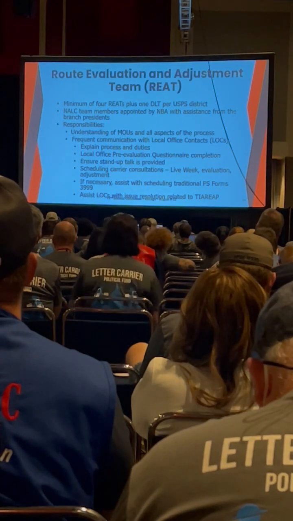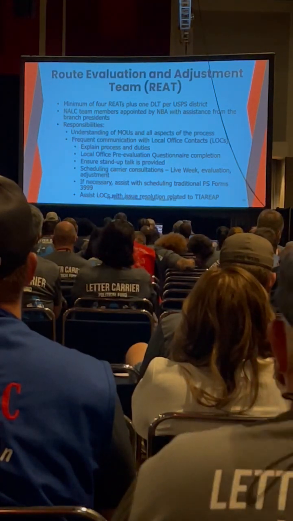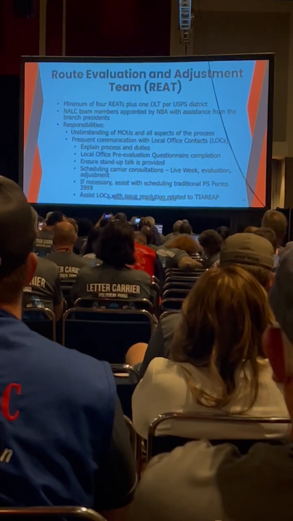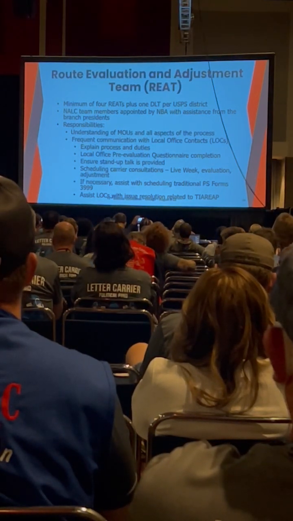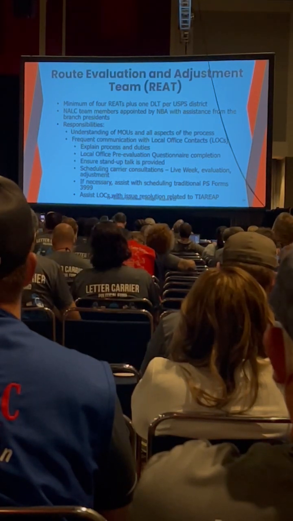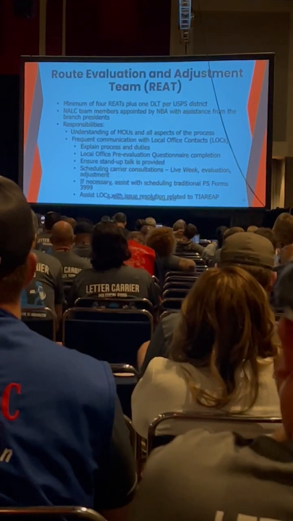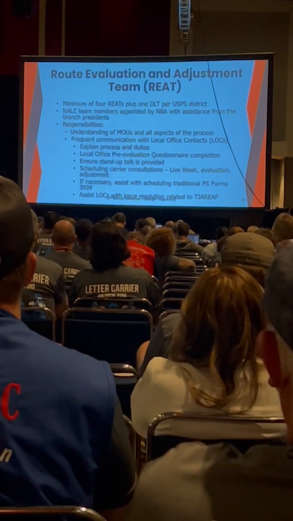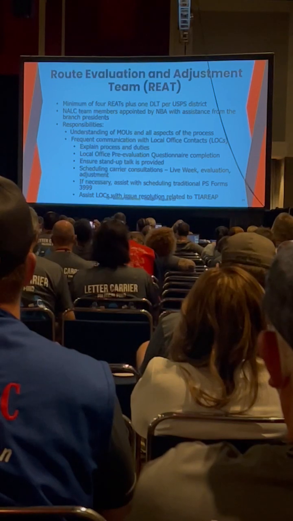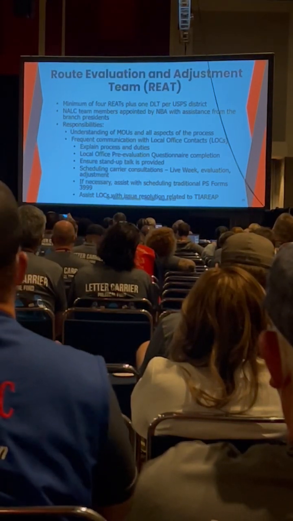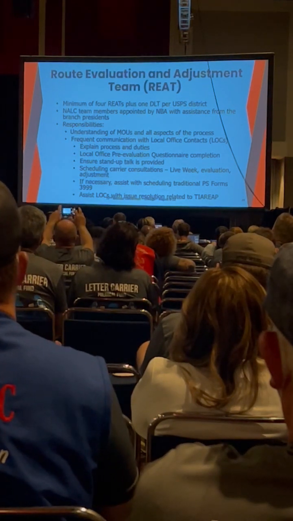So let's get into the route evaluation and adjustment team members. So part of our memorandum of understanding M1982 is there will be a minimum of 5 teams per USPS district. So we have, at a minimum, 250 teams. One of those teams are the DLTs, the district lead teams that I just spoke about. So in addition to the DLTs, we have a minimum of 4 route evaluation and adjustment teams.